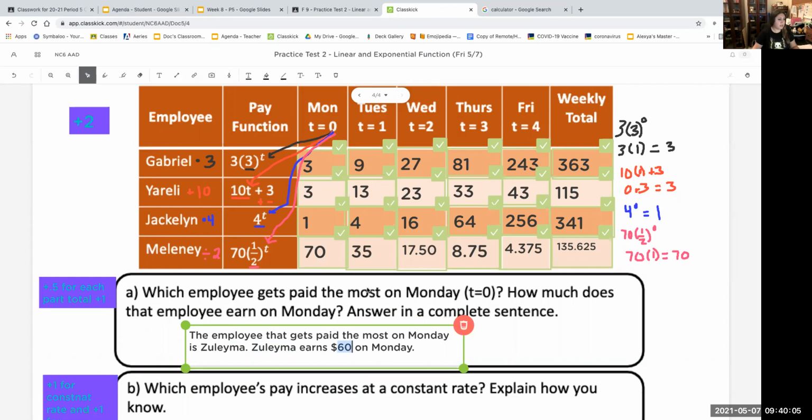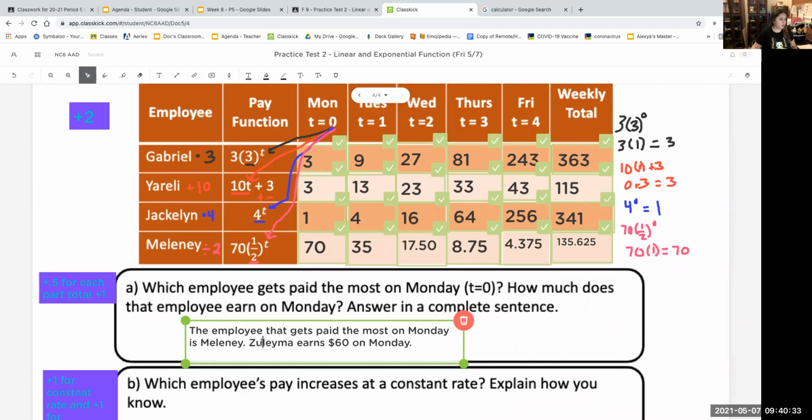So which employee this time gets paid the most on Monday? Because it's not Zulema. And you can just put the first letter. That's fine. So which first letter would you guys tell me makes the most on Monday? M, Melanie. So I'm going to change Zulema to Melanie. I'll change this Zulema to Melanie as well. How much does she make? She doesn't make 60, she makes 70.